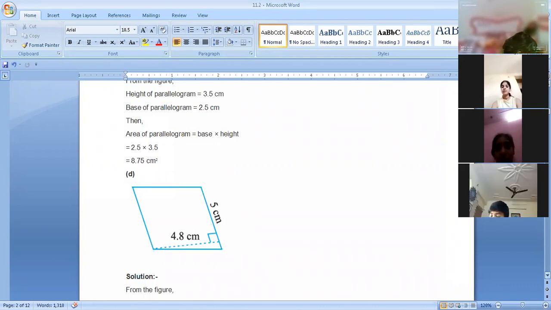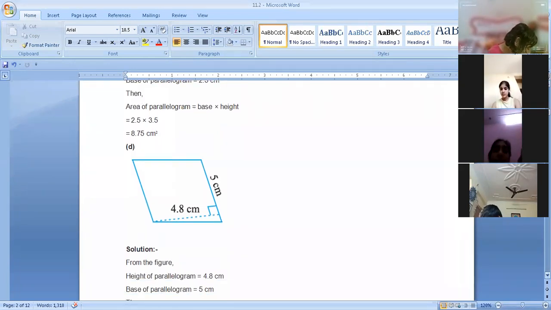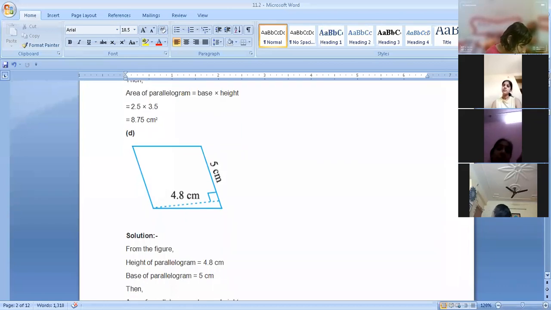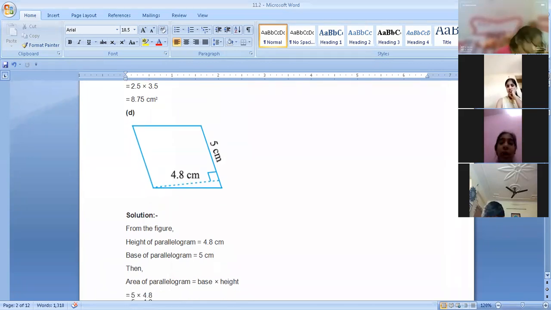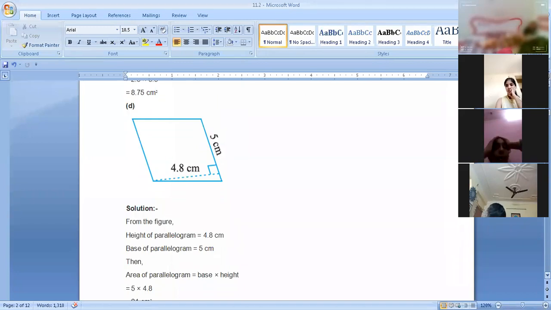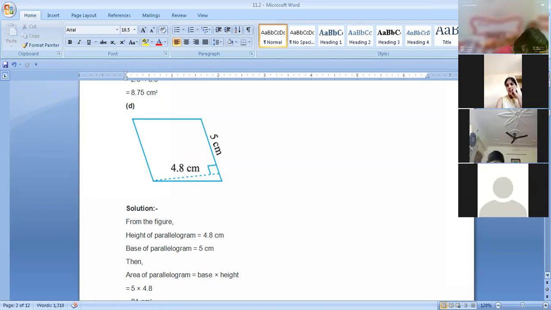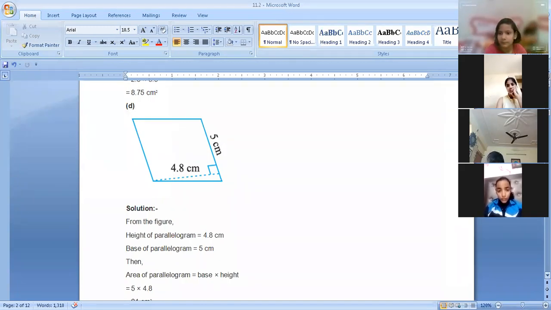Draw the next diagram. Draw the next figure. Base is given 5 centimeter and height is given 4.8 centimeters. The formula of area of the parallelogram is base into height. Multiply 5 with 4.8. That's correct, Haryanshi. But do not forget to put the square sign. 24 centimeter square.